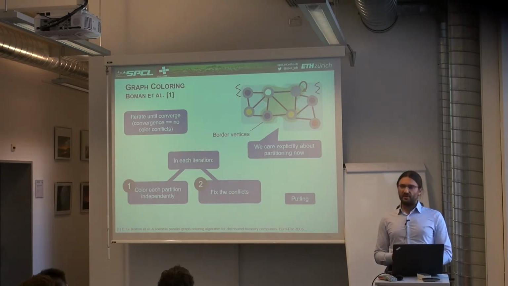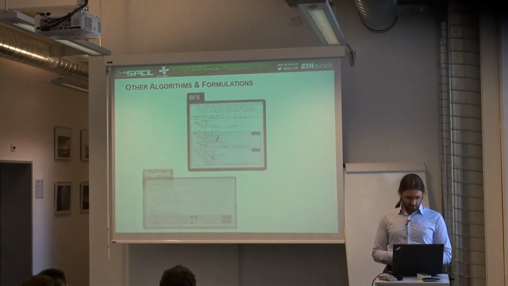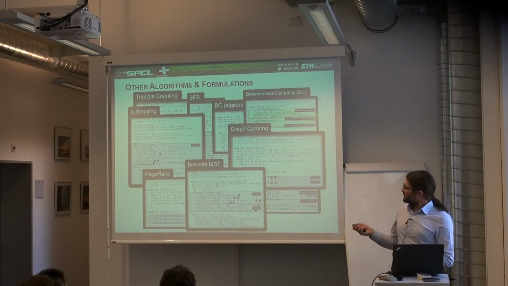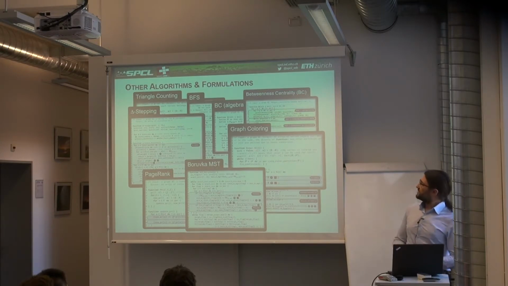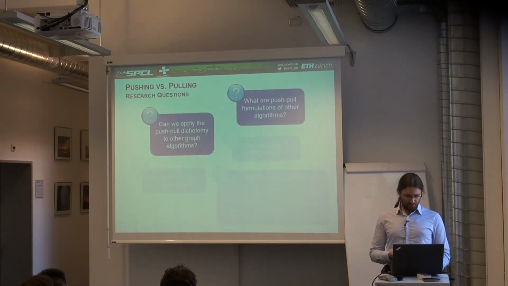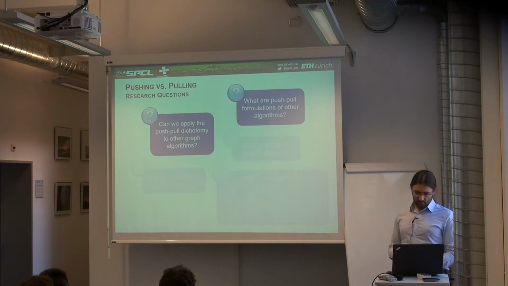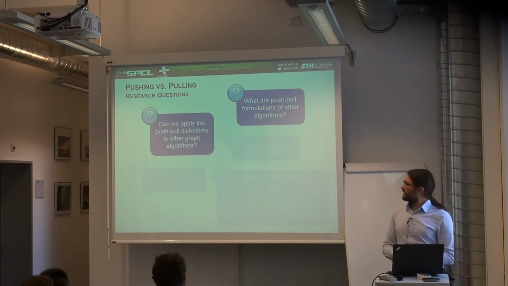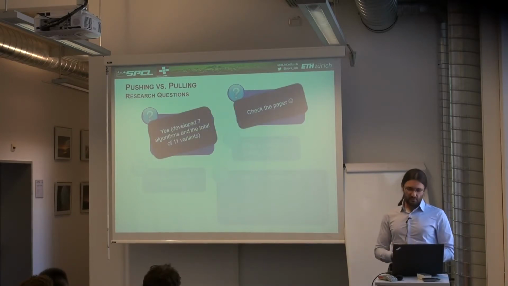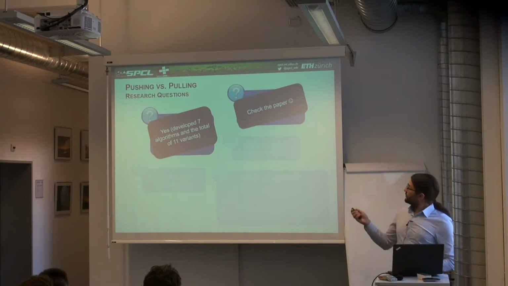And now it turns out that we can apply this way of viewing these algorithms to many different ones. So in our project, we applied this to BFS, to betweenness centrality, to Borůvka minimum spanning tree, to delta stepping for computing shortest paths, and basically that's it. And you can check all these things in the paper. So we have answered our first two questions. Basically, can we apply this push-pull dichotomy to other graph algorithms, and what are the formulations? Well, for the first one, yes, we can. We developed in total 7 algorithms and considered a total of 11 variants of them. And for the other one, we have all these things in the paper.